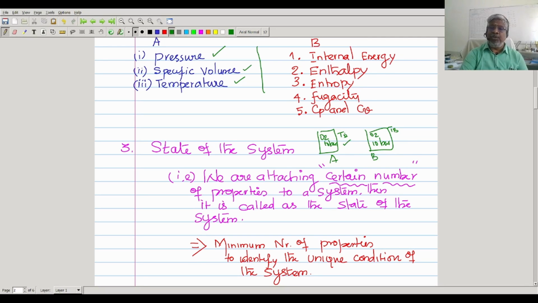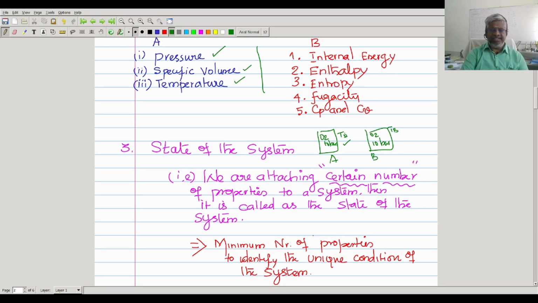Suppose both the pressures are the same and TA and TB are also the same, then I can say the state of the system is uniquely defined. So what is the state of the system? We are attaching a certain number of properties to a system, then it is called the state of the system. Here, the certain number. What is that certain number? It is the minimum number of properties required to identify the unique condition of the system.